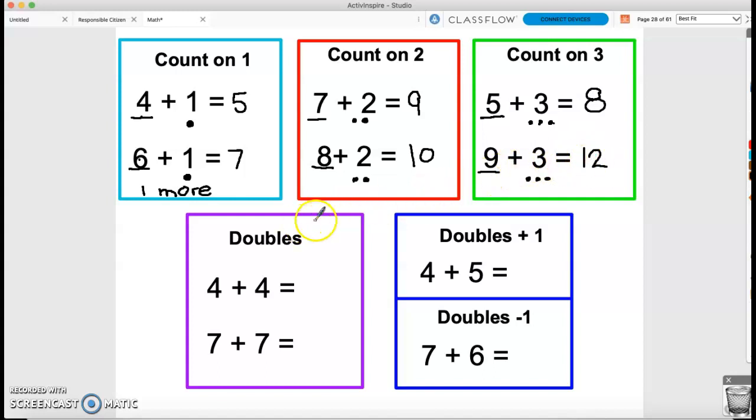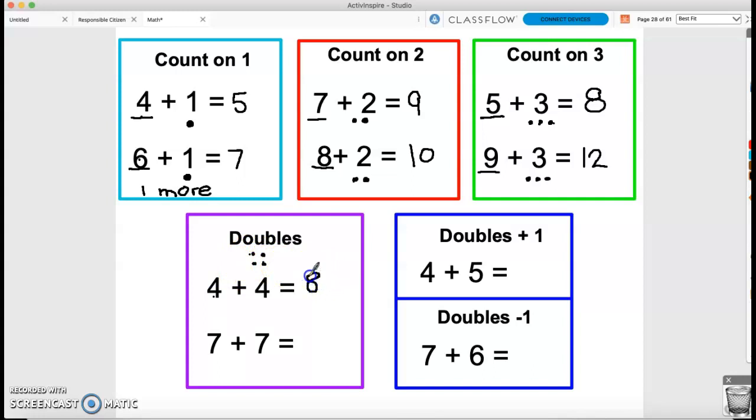Doubles are sometimes just easy to figure out. Sometimes not. Sometimes we learn them very fast. So if you do not know what 4 plus 4 is, we're going to draw a picture. So I know I have 4 and I'm going to count on. We'll learn our doubles fast. All right, so 4, 5, 6, 7, 8.